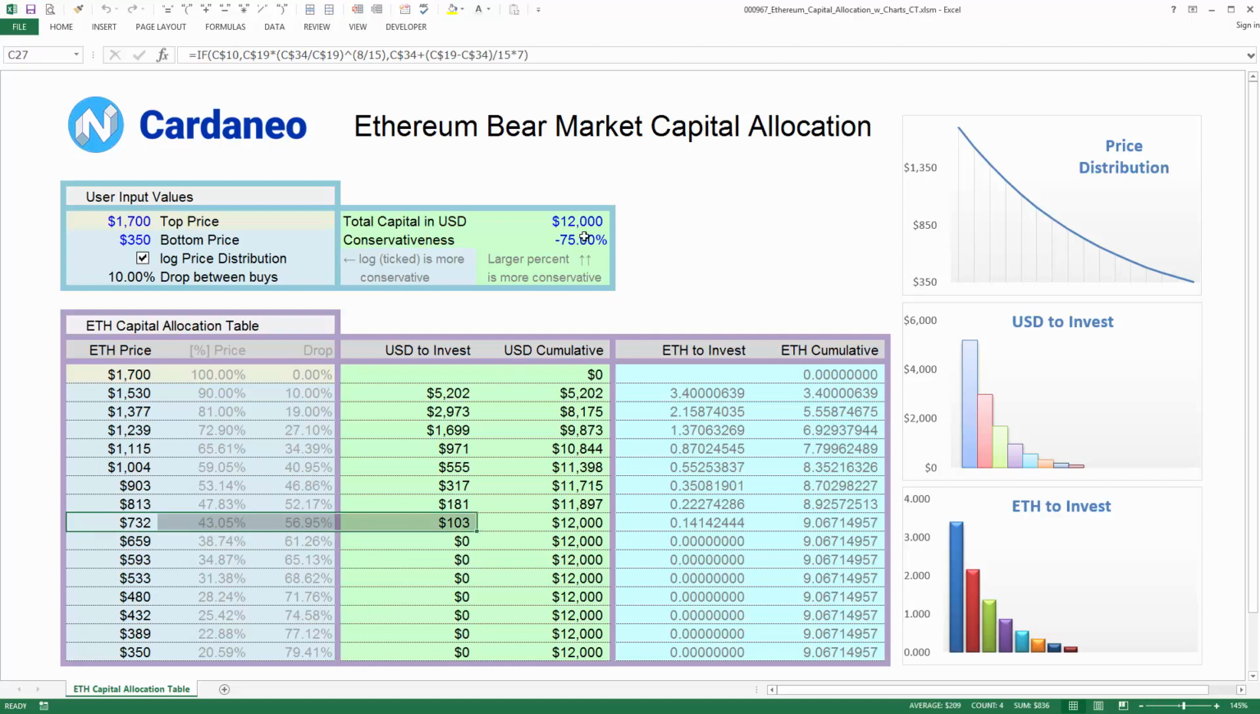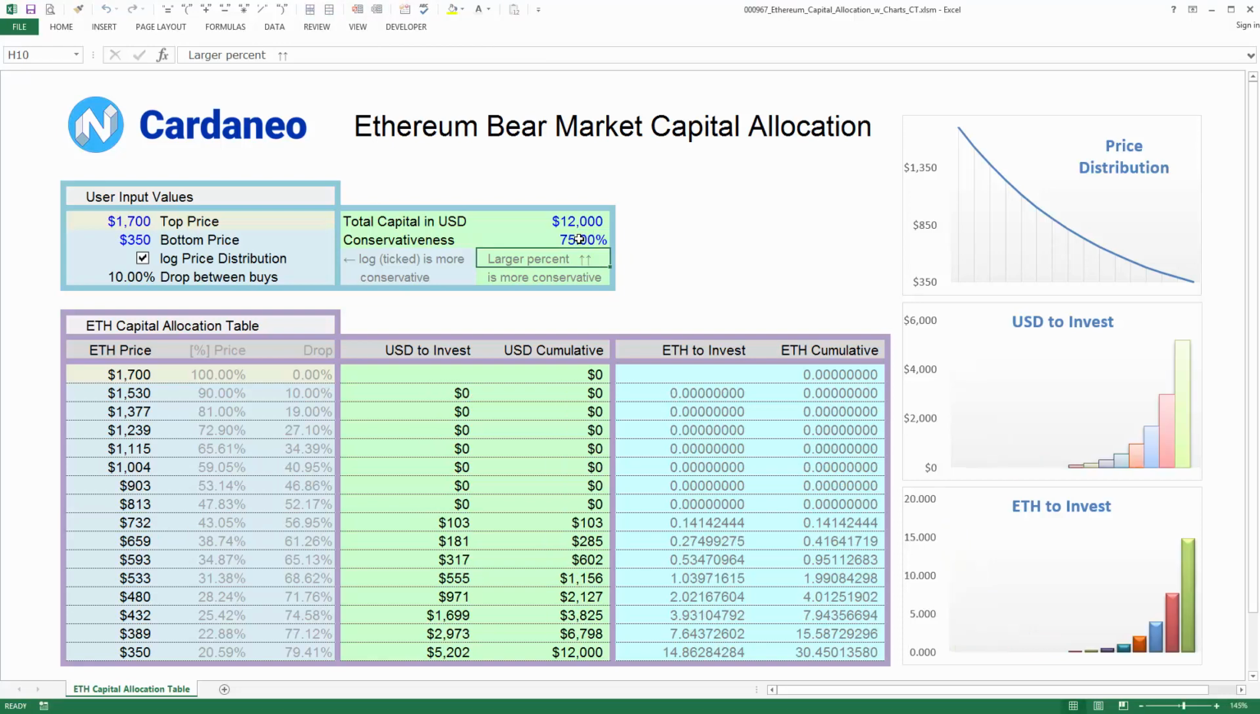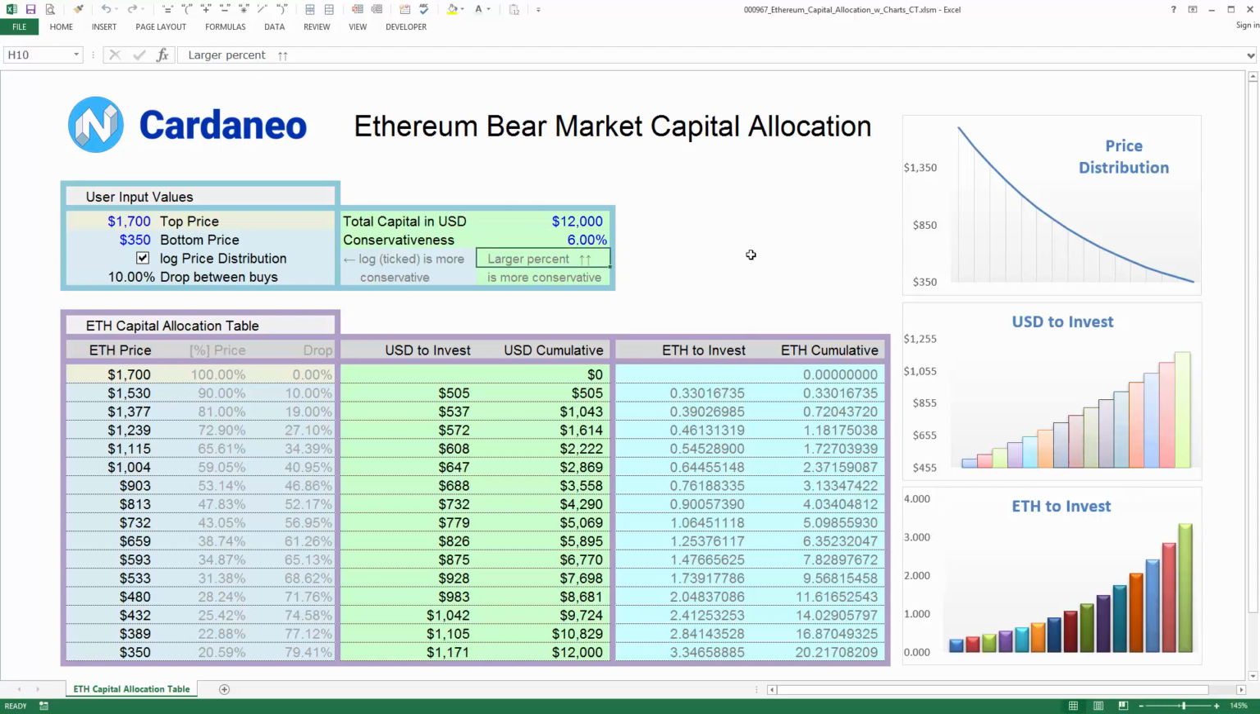Therefore, if you are too aggressive, you need to be okay with holding your position if the price craters way below your bottom. My recommendation is to be more conservative. So from minus 75 to 75, you can see how these two charts flipped the purchases from one side to the other. Again, 6%, which is the default value, is sort of a moderate percentage and it's probably the most reasonable for the majority of investors.